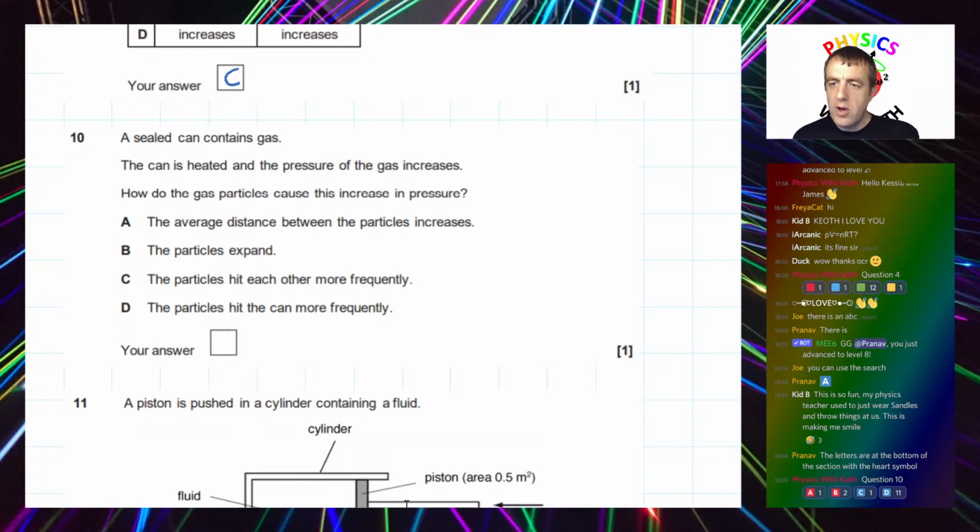Okay, so it looks like most of you are going for D. One of you went for B. Now, the particles can't expand. That's definitely not what happens. Particles do not expand.